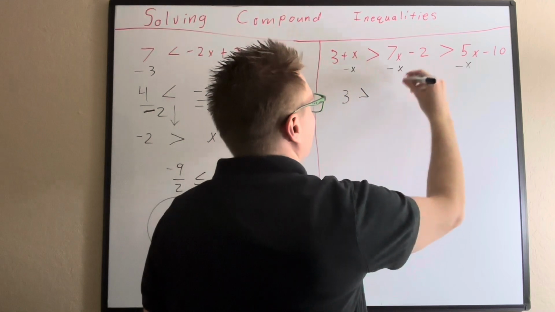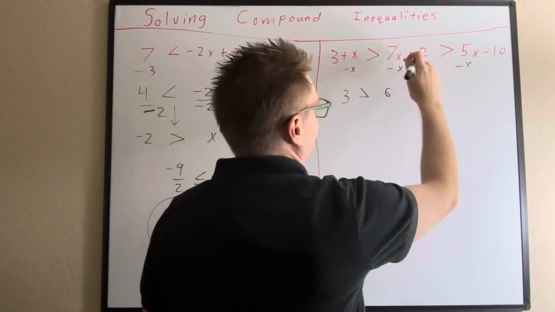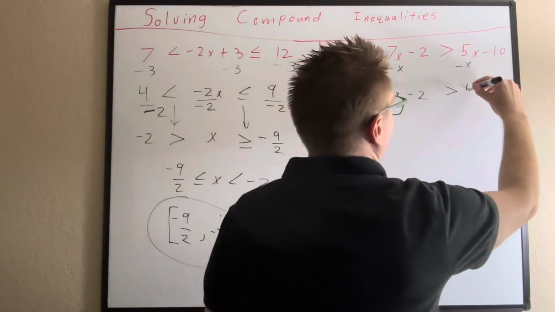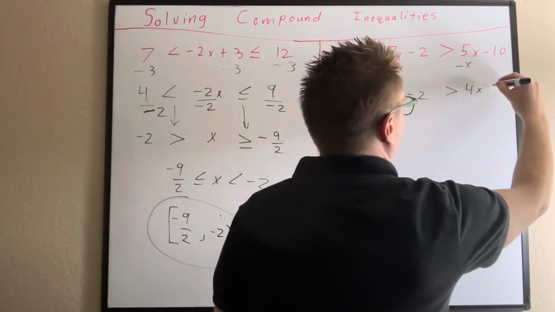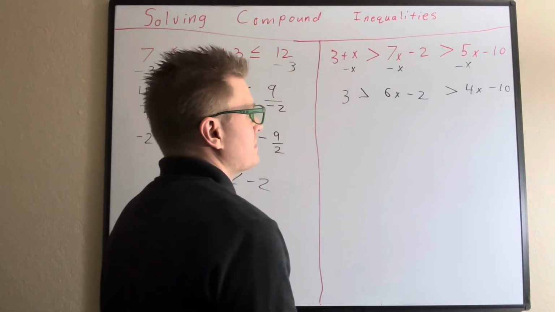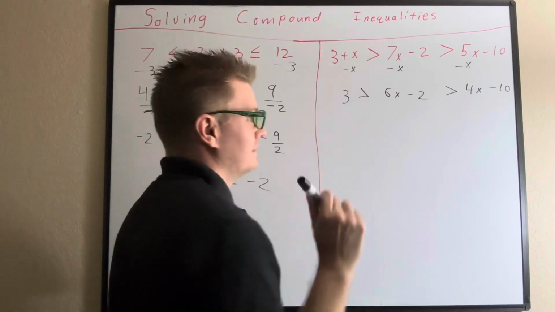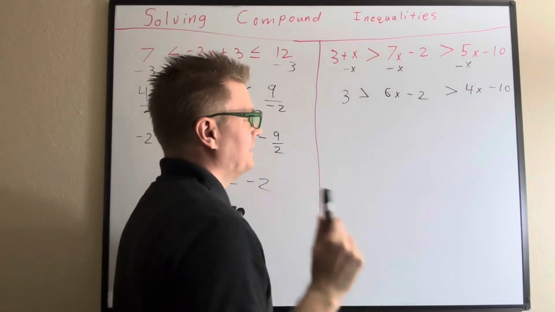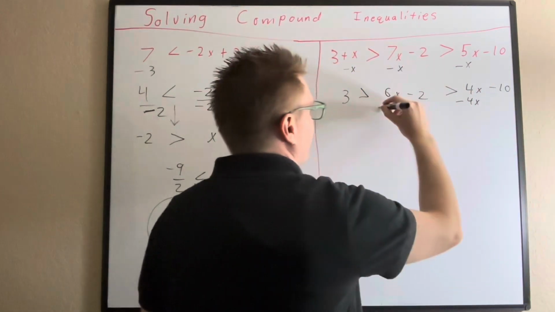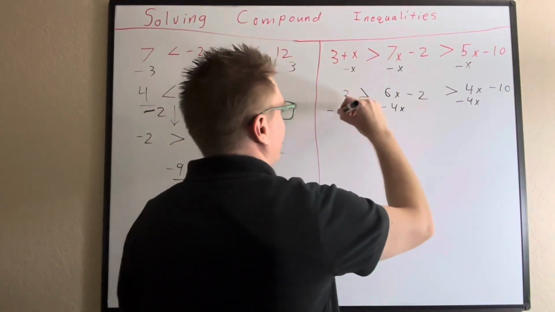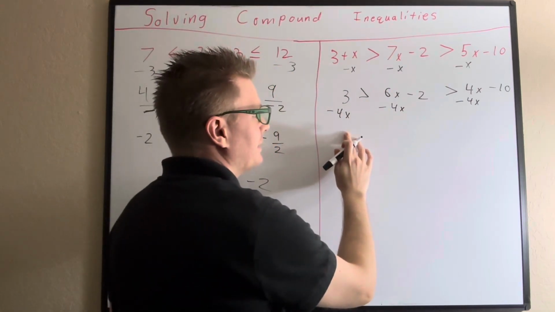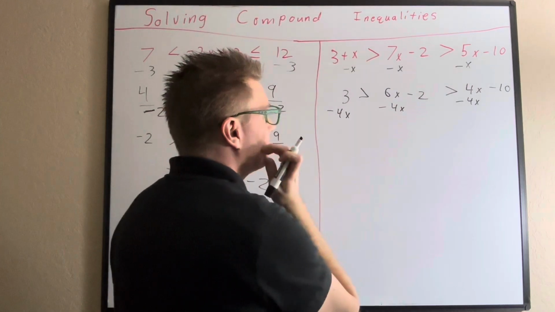3 is greater than 7x minus x is 6x, right? Minus 2 is less than 5x minus 1x is 4x minus 10. Yeah, that's not bad. Oh, wait a minute. I'm glad I went through with it, because now I want to subtract 4x from everything. And guess what happens? Oh no, we've got 4x over here now. What are we supposed to do?